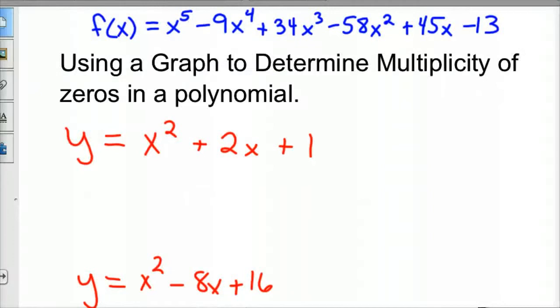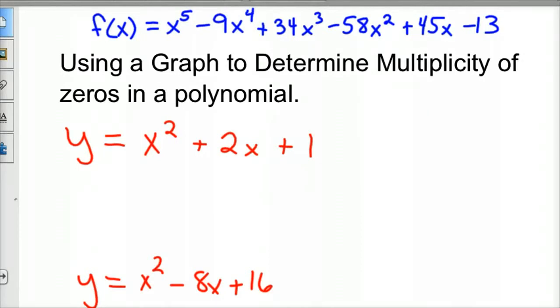Okay, so at the top I have that function f(x) = x^5 - 9x^4. We want to find the roots of that. And that's a tough one because we have to determine the multiplicity of some of the roots. And you can do that graphically. And I'm going to use Google to do that. So let's take a look at the graph first so we kind of know what we're doing.